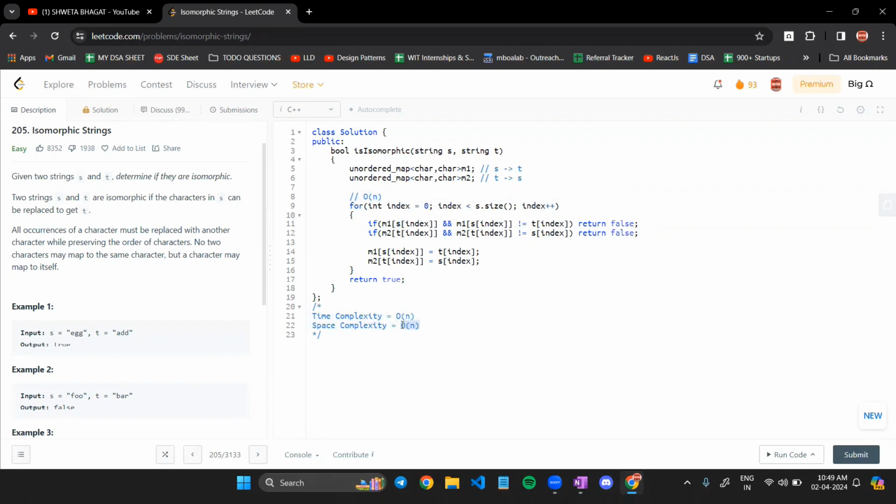And what is the space complexity? Here we can see that we are using two maps, M1 and M2. And in the worst case, all the characters of string S are distinct and all the characters of string T are distinct as well. So we will have a total of n entries in M1 and n entries in M2, which gives a space complexity of order of 2n. Since 2 is a constant, we can ignore it and we get a space complexity of order of n only, correct? So that's all about today's daily LeetCode challenge.